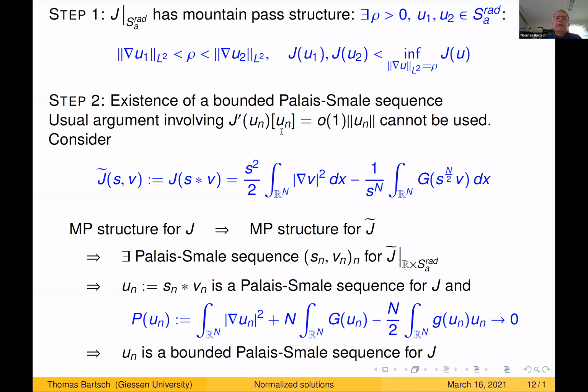Here we can only plug in elements in the tangent space of the sphere. So we can put in here elements V such that they are L2 orthogonal to U sub n. So we cannot use this.